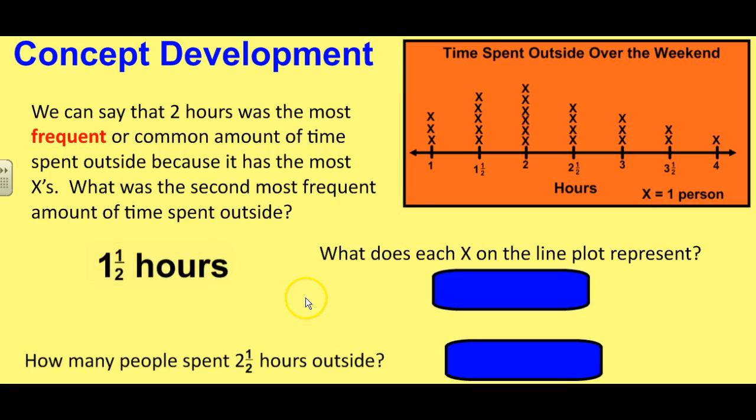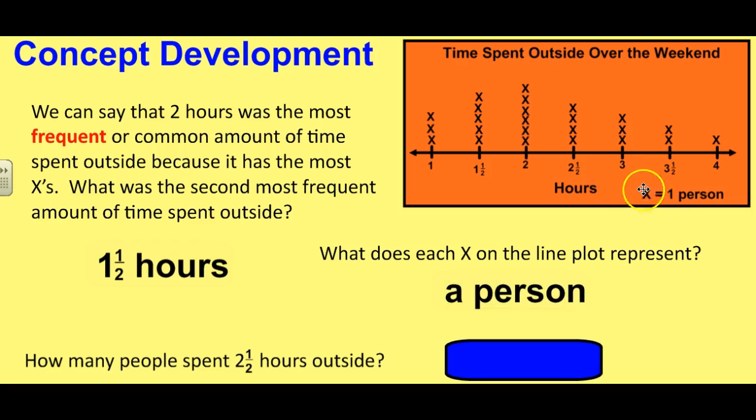Okay, so the next time would have been 1.5 hours because you can see that it has 4 x's, which is just one less than the x's that were on the 2 hours. So what does each x on the line plot represent? We went over that on the last slide. We know that each x represents one person.